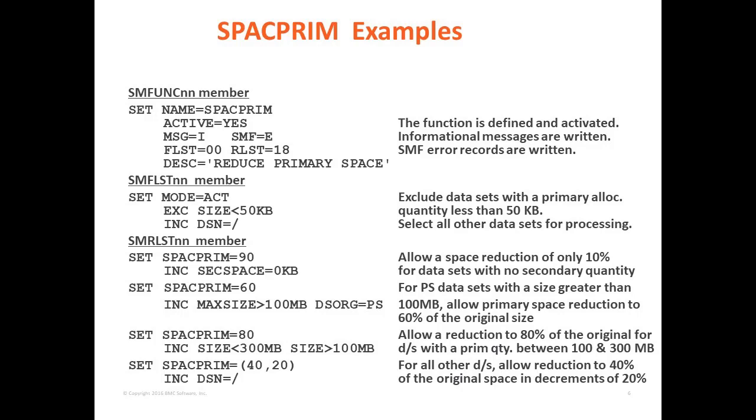The third set statement will not reduce the primary more than 80% of the requested amount for any datasets between the size of 100 megabytes and 300 megabytes. And the final set statement reduces all remaining datasets to a reduction of 40% of the requested amount in increments of 20% of the requested amount.